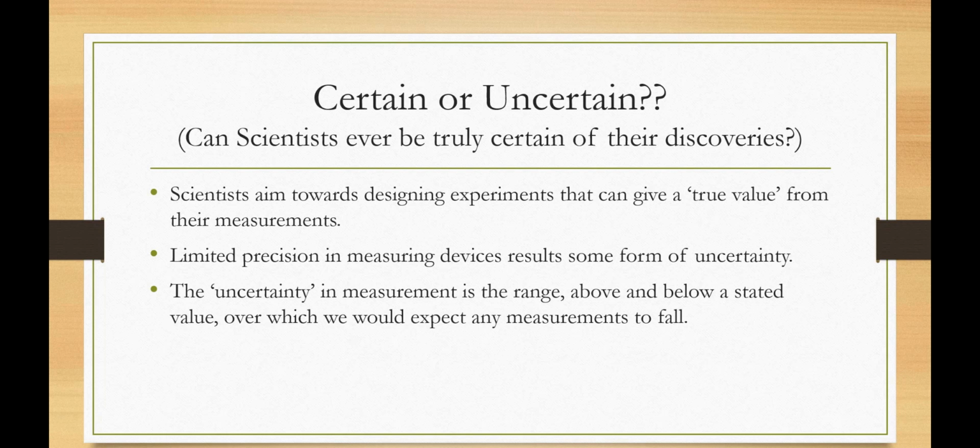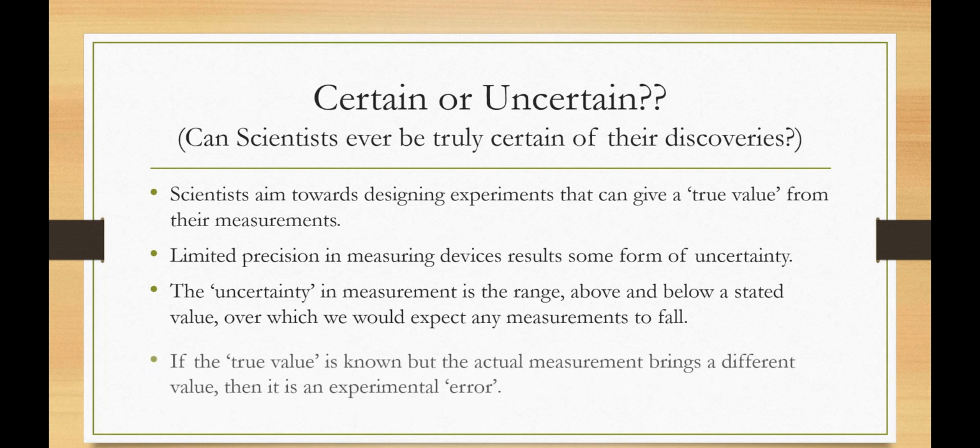The words errors and uncertainties are sometimes used to mean the same thing. This is true when referring to experiments that have a known correct result, as the measurement differs from the true value by the error.